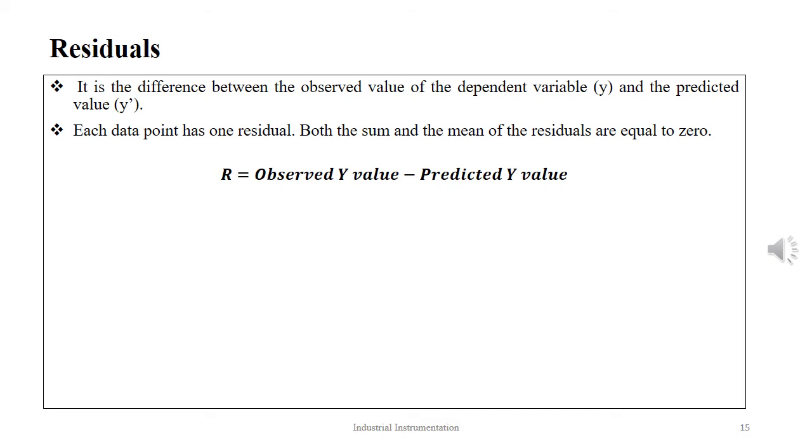Residuals is the difference between the observed value of the dependent variable y and the predicted value y dash. Each data point has one residual. Both the sum and the mean of the residuals are equal to 0. R is given as R equal to observed y value minus predicted y value.